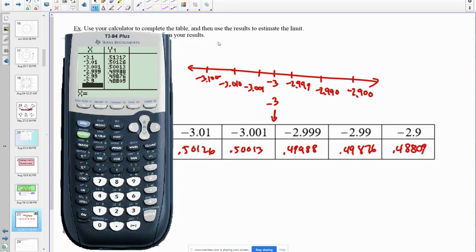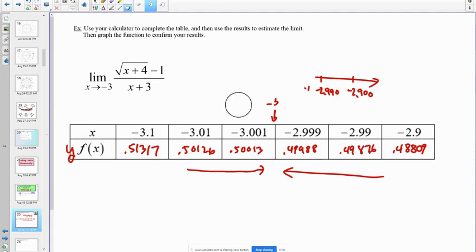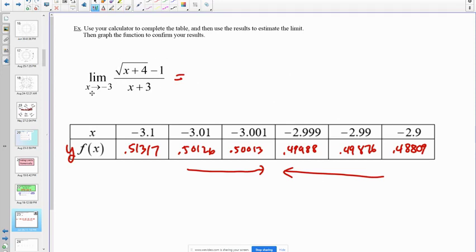All right, so what I want to do is observe these numbers and say, as x gets closer and closer and closer to negative 3, what are my y values getting close to? My y values are getting closer and closer, do you see, to 0.5. They're getting closer and closer to 0.5. So I'm kind of guessing here. I think it's 0.5. So I'm going to say the limit of this function, of this f of x, as x approaches negative 3, is 0.5.